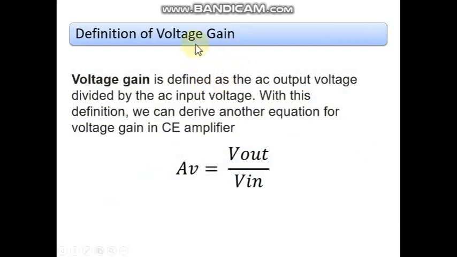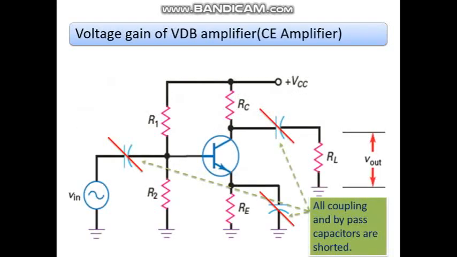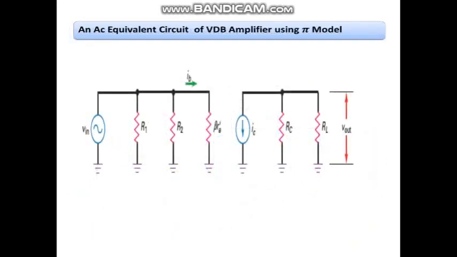The definition of voltage gain, we know, is the AC output voltage divided by the AC input voltage. So AV is equal to V out by V in, that we know. Using this equation, we will try to derive another equation for the voltage gain. This is the voltage divider bias amplifier, that is our CE amplifier. We know that for AC analysis, coupling capacitor 1, coupling capacitor 2 and the bypass capacitor will be assumed as shorted.